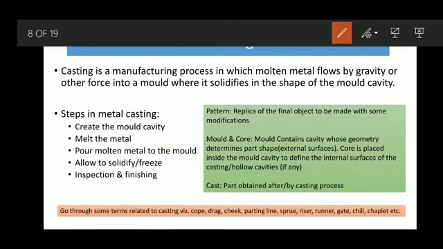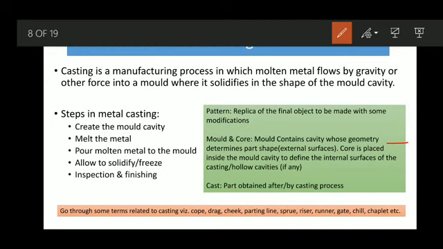Now, what is a cast? The word cast is the part obtained after the casting process is over, or whatever part we obtain by this casting process is known as the cast. Okay, so casting is the process, understood? So casting is the process and cast is the final product.